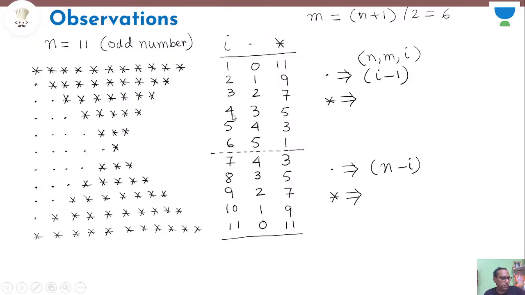6 minus 4, 2 into 2, 4 plus 1, 5. 6 minus 5, 1 into 2, 2 plus 1, 3. 6 minus 6, 0 into 2, 0 plus 1, 1. So it is coming around 2 star m minus i plus 1.